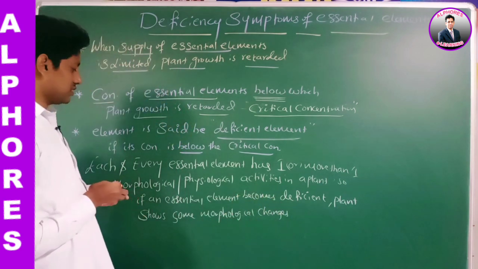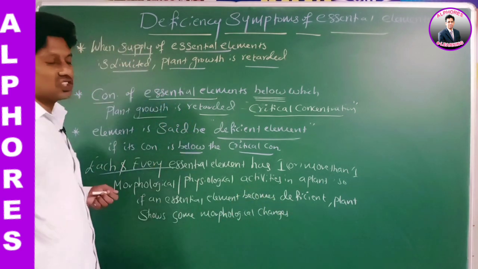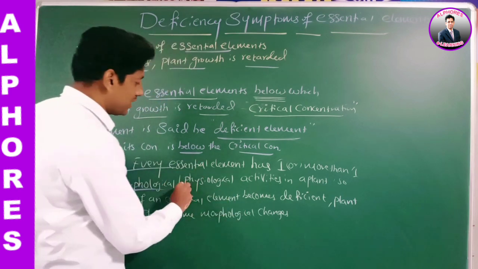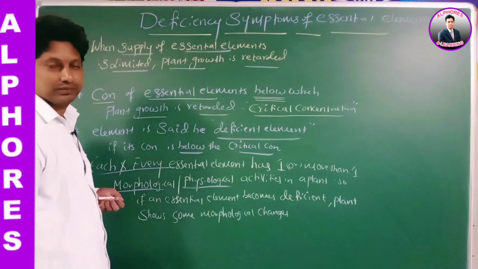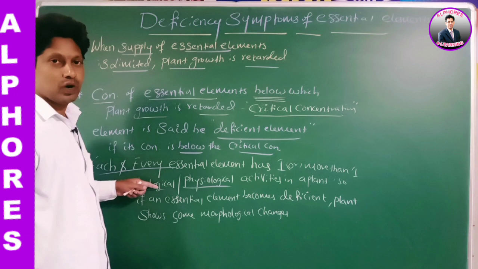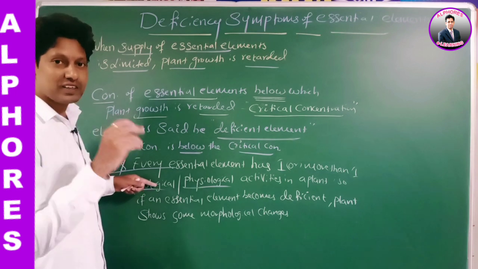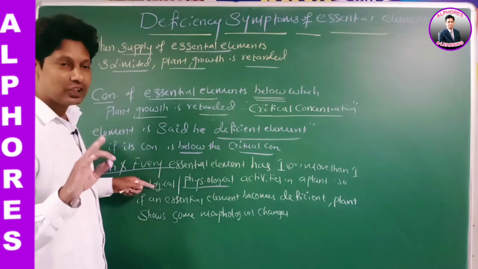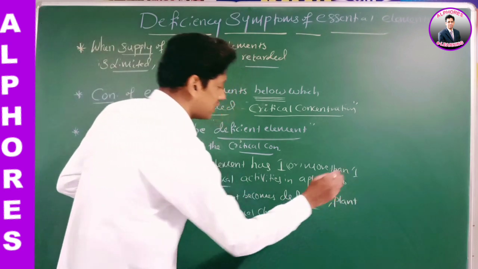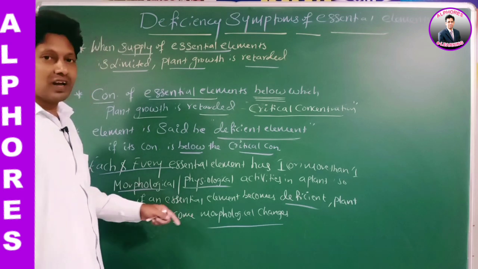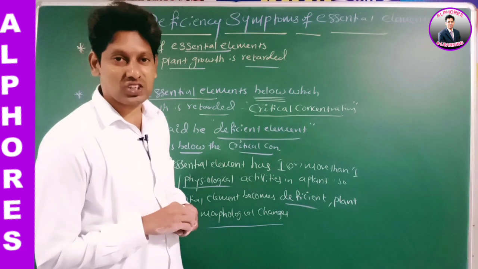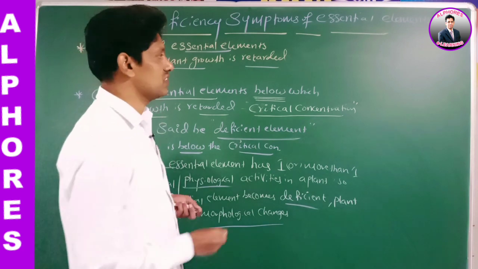See this statement once. Each and every essential element has a morphological or functional role in a plant. So if an essential element becomes deficient, what happens? That role will be affected. So automatically the plant shows some morphological changes when an essential element becomes deficient. These morphological changes which arise due to deficiency of an essential element are called deficiency symptoms.